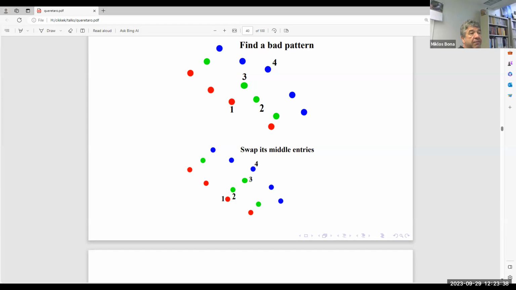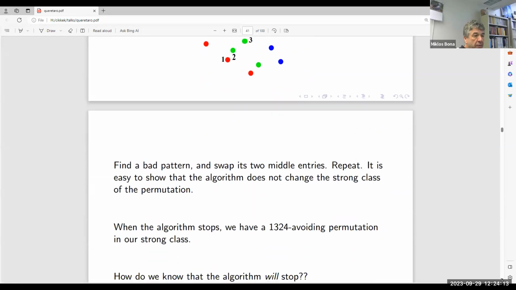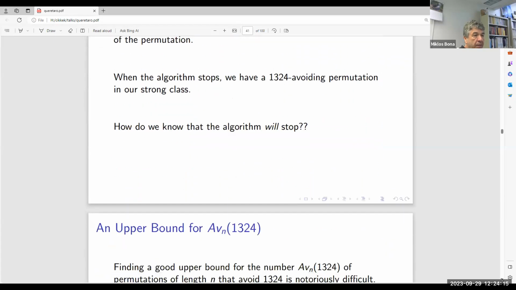Yeah, let's find a function whose value is a positive integer, and at every move it goes down, but that can't go on forever because eventually you will hit 0. And so that function is the number of inversions, right? And an inversion in a permutation is a 2-1 pattern. So 2 entries in the wrong order, the bigger one coming before the smaller one. Every time you swap these two middle entries, you decrease the number of inversions of the whole permutation. And so that cannot go on forever. Okay. So that's how I know that the algorithm will stop.